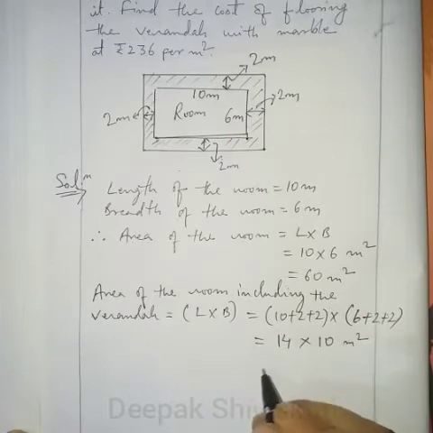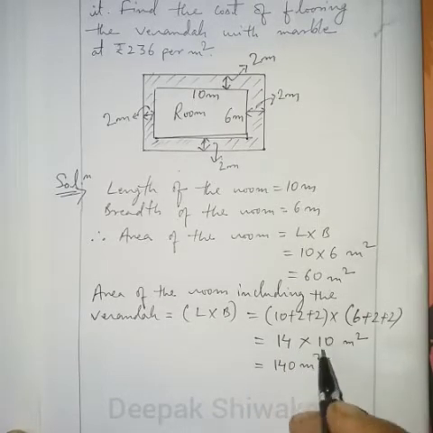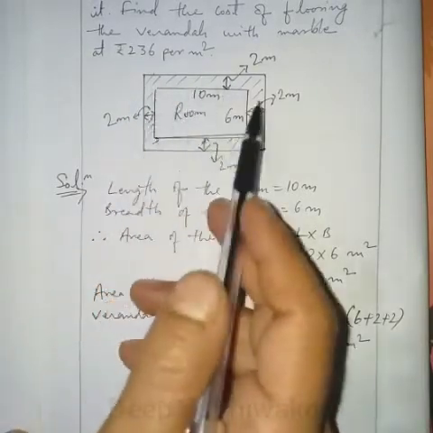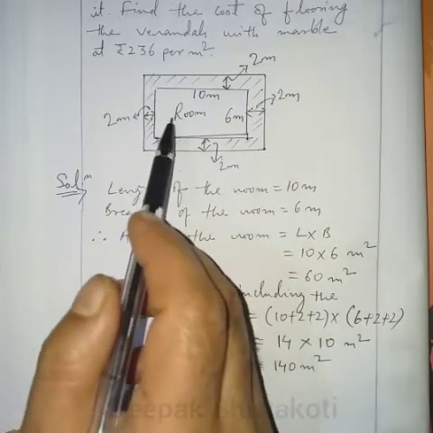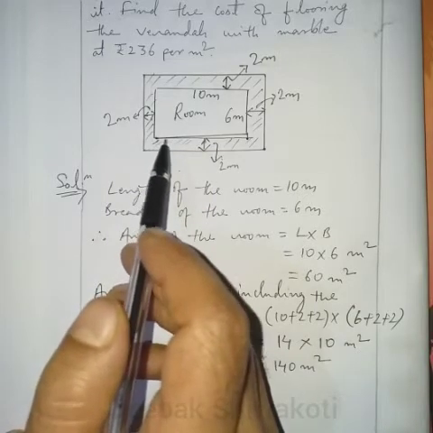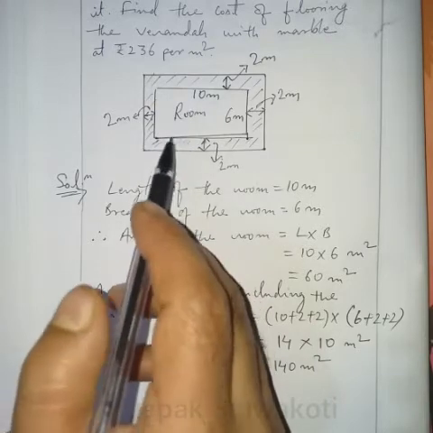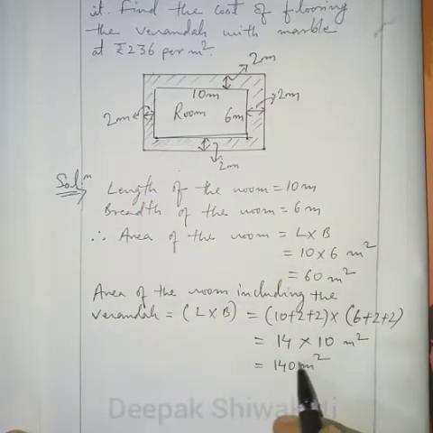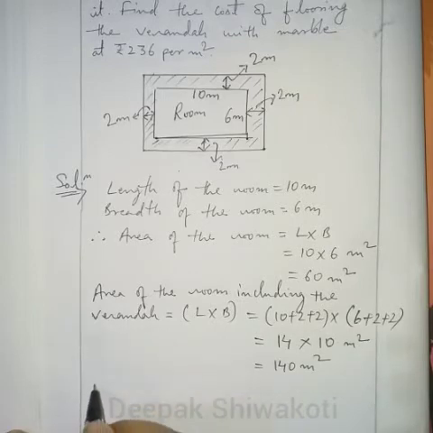Here also meter square. So it is 140 meter square. Now if we subtract the area of this and this, then we will get the area of the veranda, isn't it? I mean, subtract the area of the room from the area including the veranda. So this one will subtract from this one to get the area of the veranda.